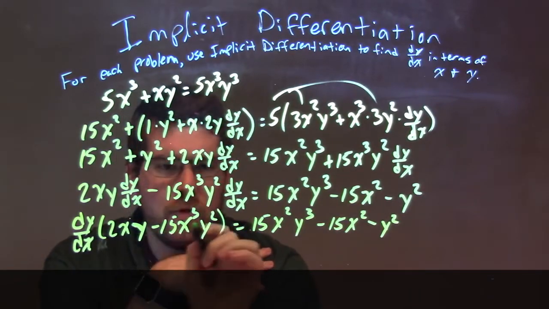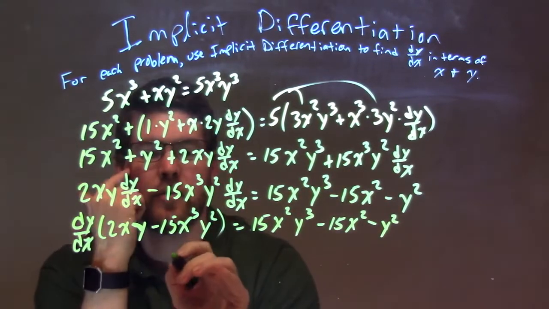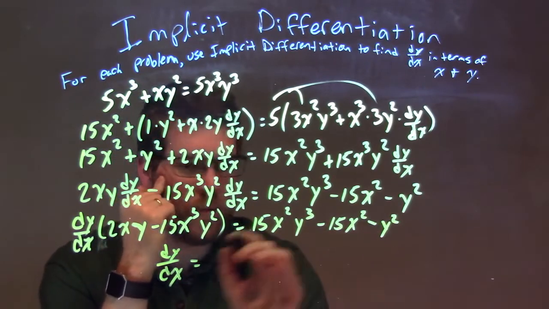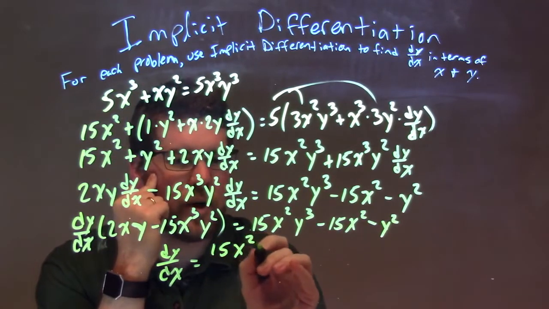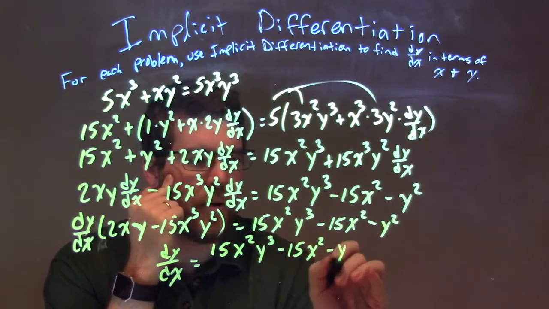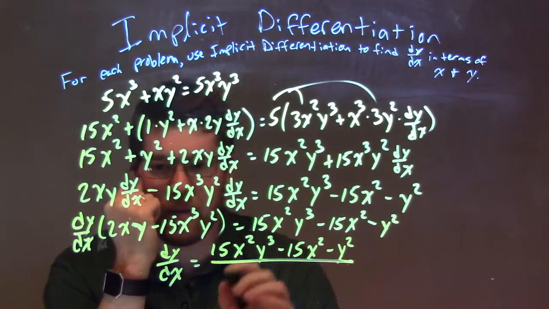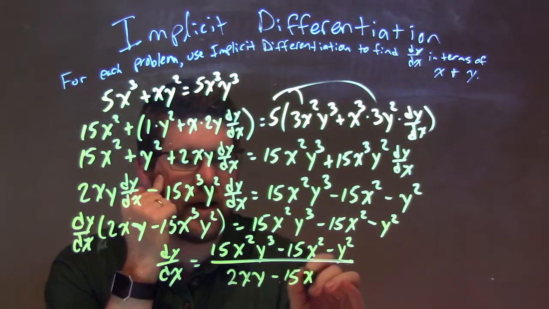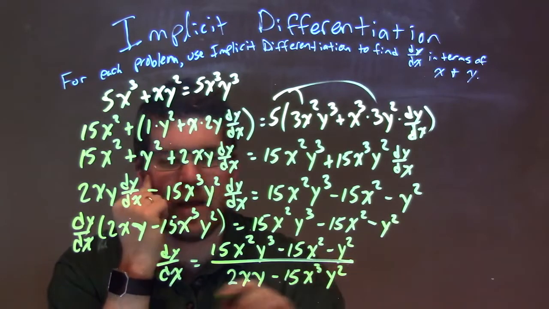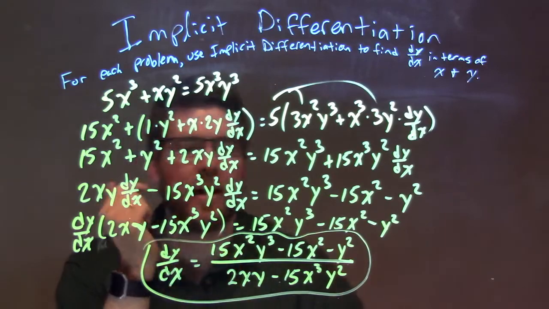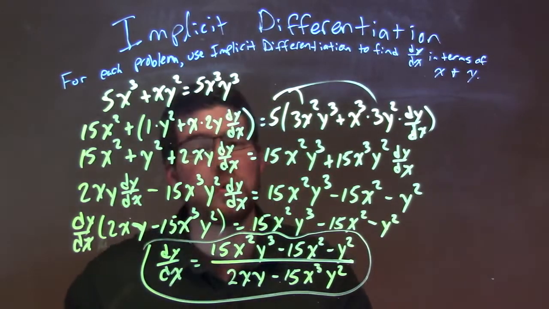I'm just going to divide this whole parenthesis on both sides, and I have dy dx by itself. So dy dx by itself is equal to, now this is our numerator, 15x squared y to the third minus 15x squared minus y squared, all over my denominator, 2xy minus 15x to the third y squared. And that's good enough for me. I might tell you in the comment section below how to simplify this a little more, but I'm good as it is.